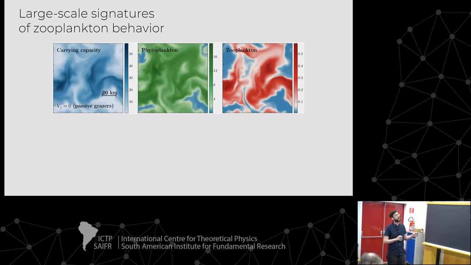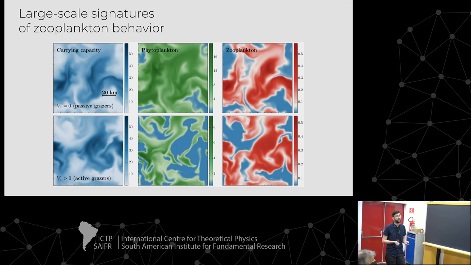So this is the carrying capacity. So you see that's not a band because the flow mixed everything around. And phytoplankton here is in green and zooplankton in red. And phytoplankton distribution is smooth, more or less, has some variations. And zooplankton is very strongly correlated because zooplankton is only finding food when there is a lot there. So when zooplankton now becomes a swimmer, and the swimming velocity is non-zero, we see these changes.